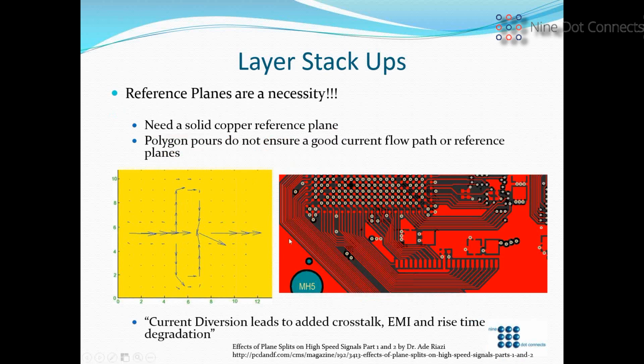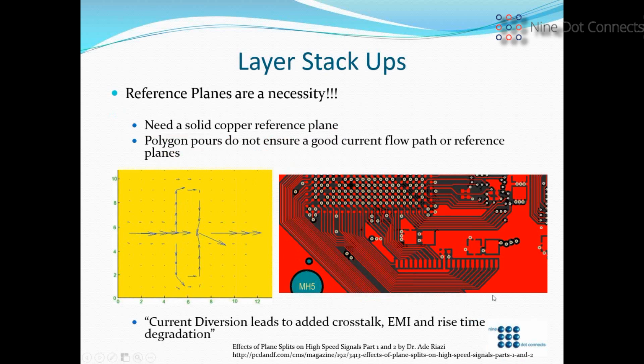All right. Now, why do I mention this? Because what a lot of people are going to try to do to try to save on layers, they're going to say, well, I'll put a polygon pour on the top layer. Well, if I got a signal where my cursor is, and I've got one on the other side, and let's say it's on another layer, and I was going to use my top polygon pour as my reference plane, look at all the breaks they've got in that copper.